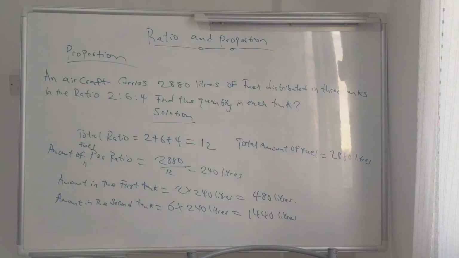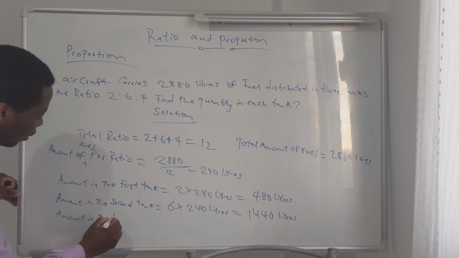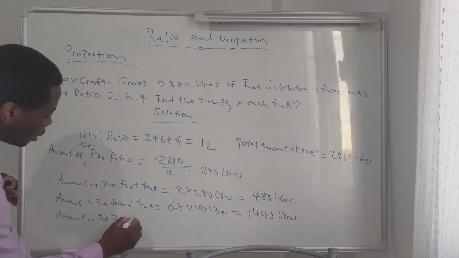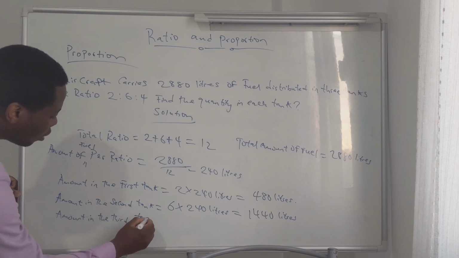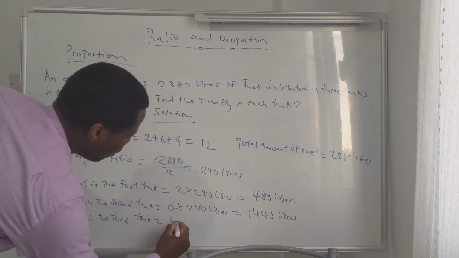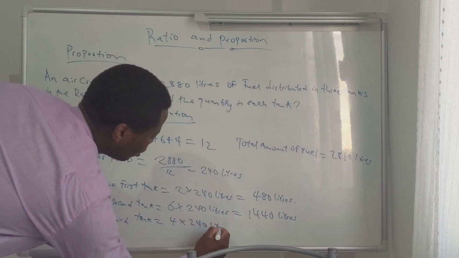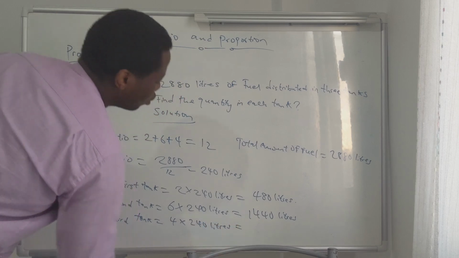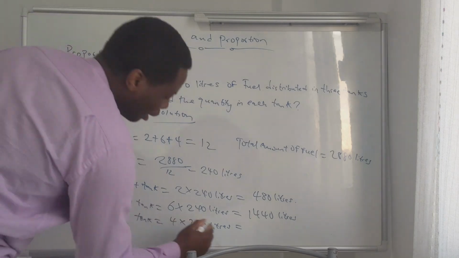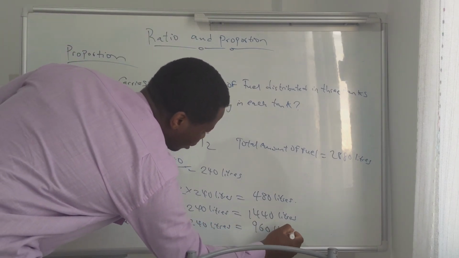Now, the amount in the third tank is equal to 4 multiplied by 240 liters, which is equal to 960 liters.